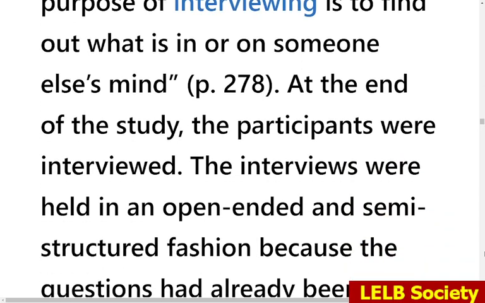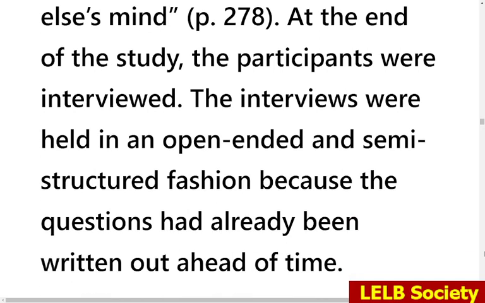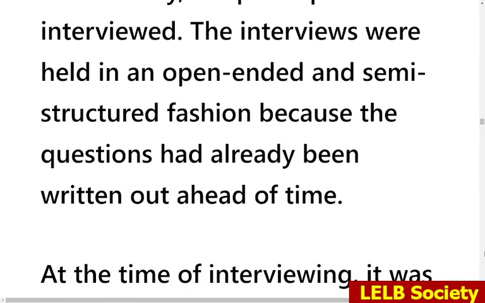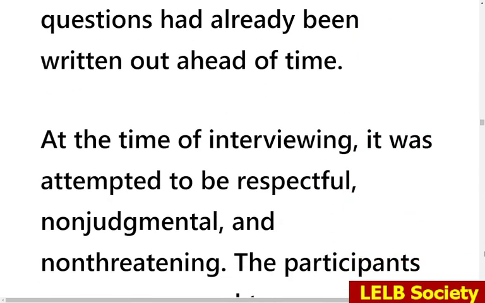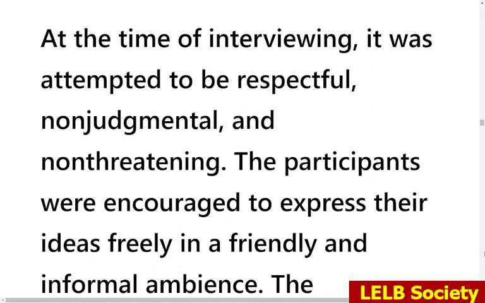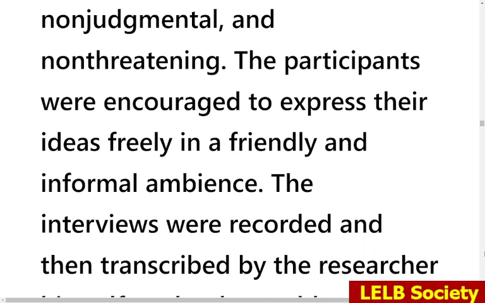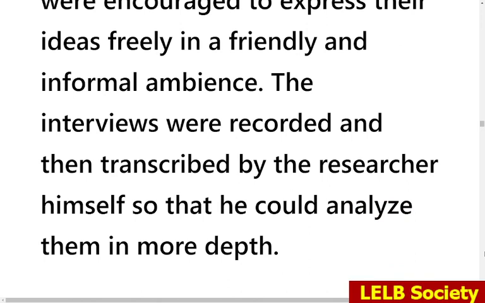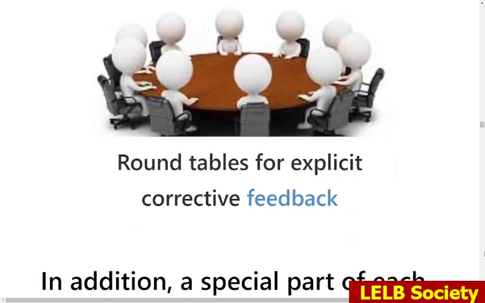The interviews were held in an open-ended and semi-structured fashion because the questions had already been written out ahead of time. At the time of interviewing, it was attempted to be respectful, non-judgmental, and non-threatening. The participants were encouraged to express their ideas freely in a friendly and informal ambience. The interviews were recorded and then transcribed by the researcher himself so that he could analyze them in more depth.